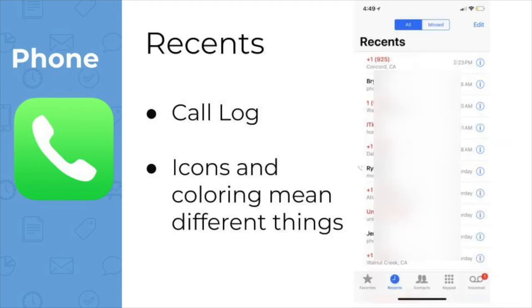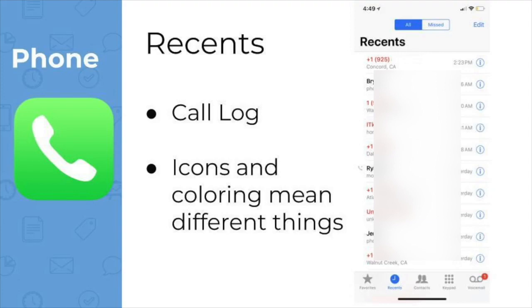The next section along the bottom of the screen is the Recents feature. This essentially acts as a call log, showing the history of calls that you have made or that you have taken from other people. This will show in reverse chronological order all of the calls that have been received or made from the phone. However, it does get a little bit more in depth than this.